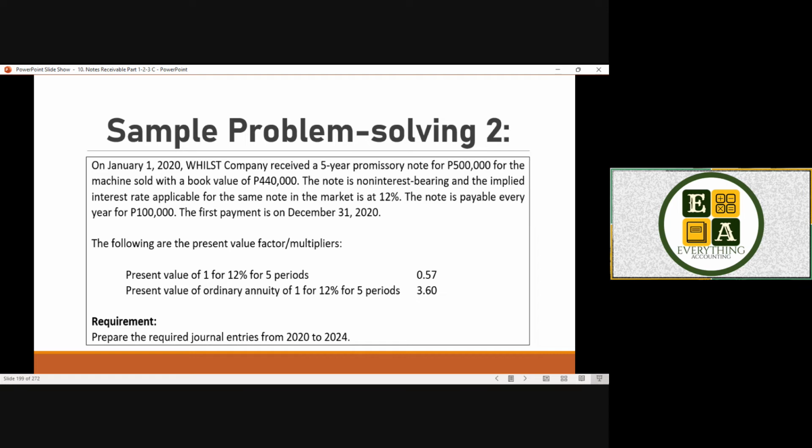Next, sample problem solving 2. A company received a 5-year promissory note for 500,000 for a machine sold with a book value of 440,000. The note is non-interest bearing and the implied interest rate applicable for the same note in the market is 12%. The note is payable every year for 100,000, meaning the promissory note will be paid on an installment basis.